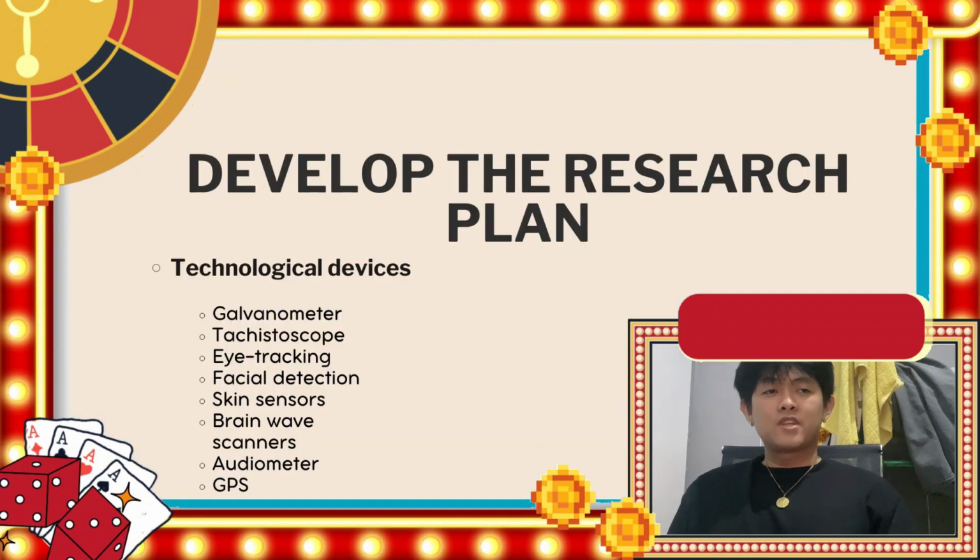Now for the step to develop the research plan. Technological devices. We will use advanced tools like the galvanometer, which measures emotions, tachistoscope, which tests visual perception, eye tracking, which analyzes where participants focus, facial detection, which interprets emotional expressions, skin sensors, which measure stress responses, brainwave scanners that track brain activity, audiometer, which evaluates hearing, and lastly GPS, which tracks location-based behavior.